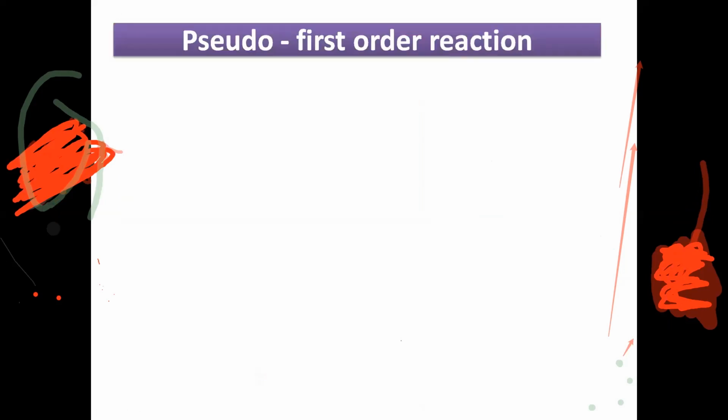Now, there is another reaction called the pseudo first order reaction. What does pseudo mean? Pseudo means fake. So a fake first order reaction means what? That reaction, on looking at it, seems to be second order, but its actual overall rate is first order, which it should not be.